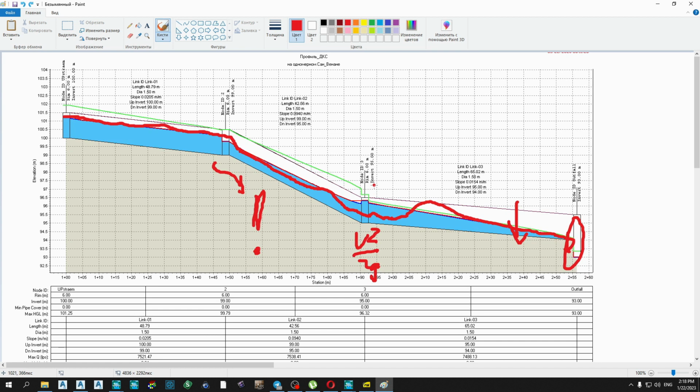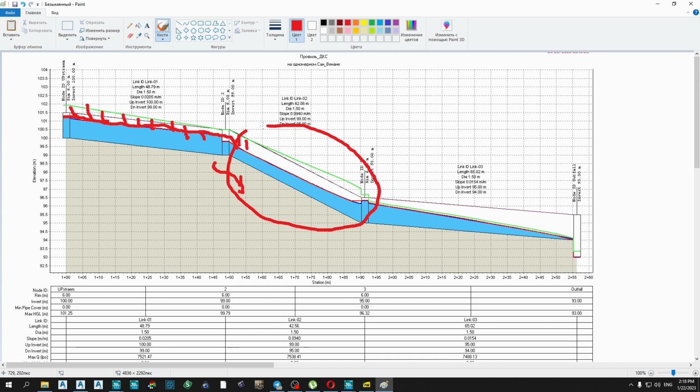Okay, and what we will see is a green line. Our green energy line shows us the velocity of flows. Here it's not so big, here are the biggest values in this part, and after the hydraulic jump it becomes weaker. It's not important for us. This part is not important in our problem now.